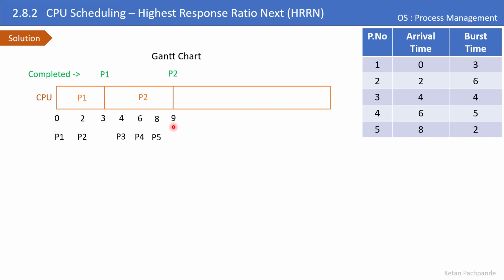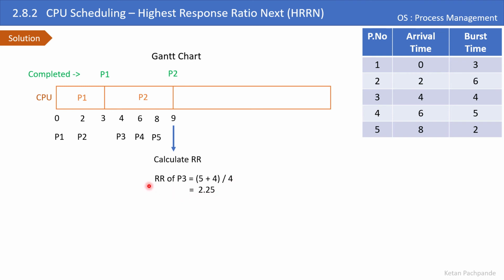Now let's calculate the response ratio of these 3 processes. Let me first calculate the response ratio of P3. So P3's waiting time till 9 is 5 time units. P3 came at 4 and at this moment, that is 9, it has spent 5 time units in the waiting state. So 5 time units is the waiting time of process P3, plus its service time. In the table the service time is given as 4 time units. So (4 + 5) divided by the service time, that is 4. So the ratio is 2.25.